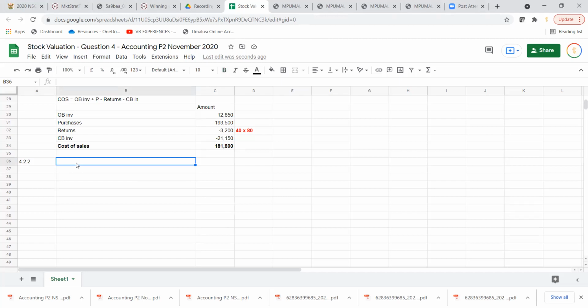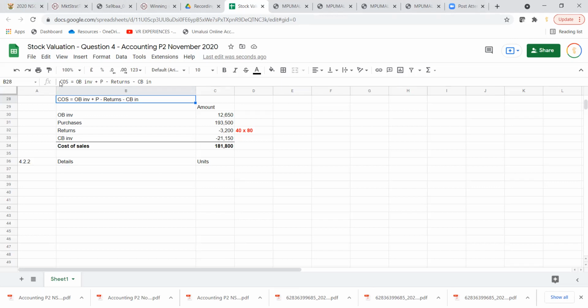We will use the closing balance. We can use a cost of sales formula, but we're going to use it in units. So I'm going to say details, and we're going to say units. It's what you must always try to remember, this cost of sales formula: you can use it in rand amount. You can also use it in units.